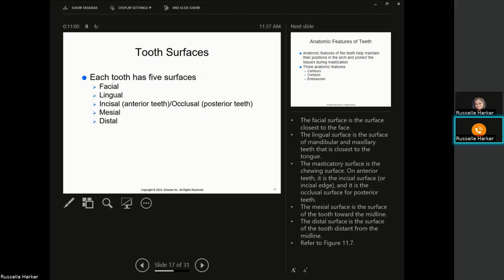Each tooth has 5 surfaces. Facial, which means toward the face. These are only on anterior teeth, so canines and incisors have a facial surface. It's that part that touches your lip. Lingual is the back side of any of the teeth. It's the tongue side of the tooth.